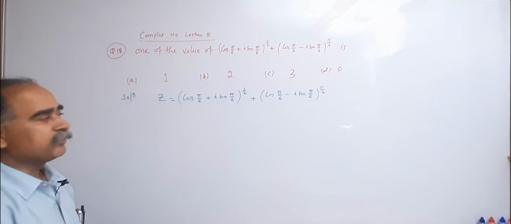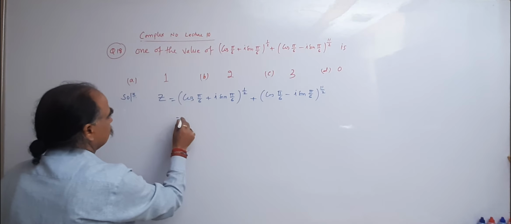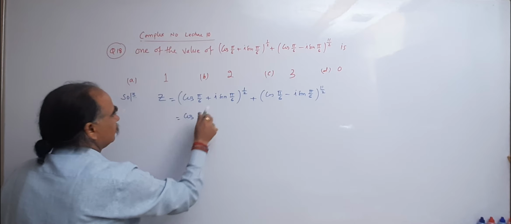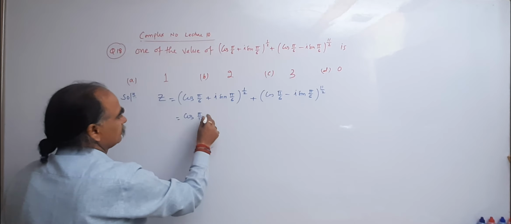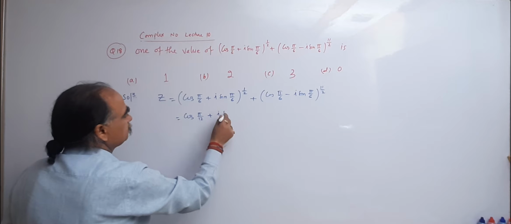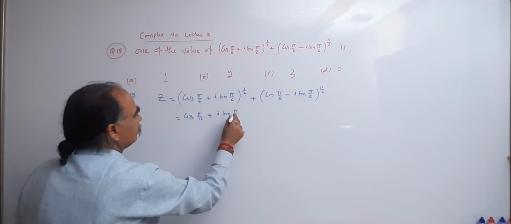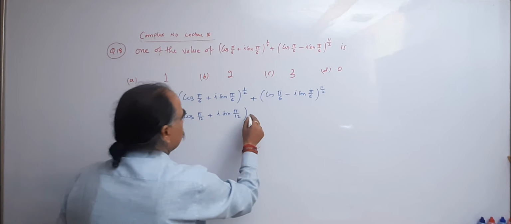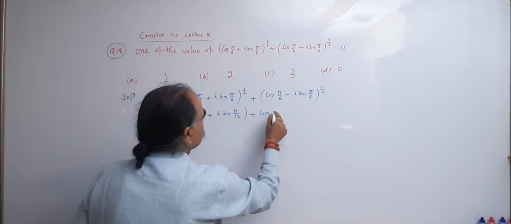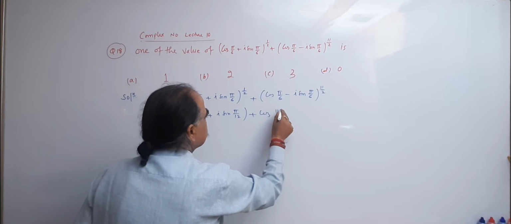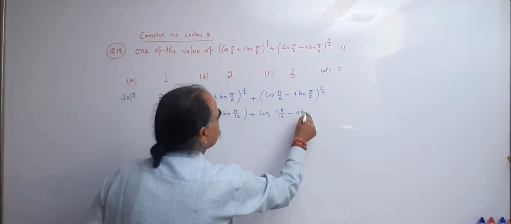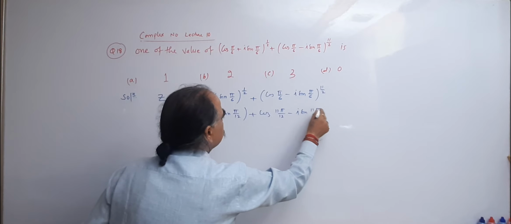We will apply De Moivre's theorem. Cos pi by 12, since half gets multiplied to the angle, plus i sin pi by 12, plus cos 11 pi by 12 minus i sin 11 pi by 12.